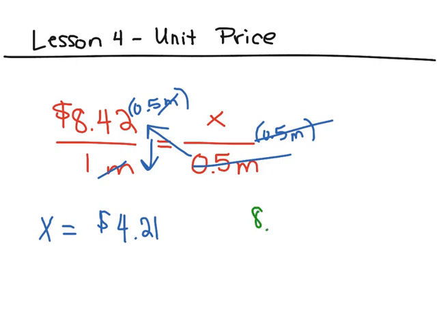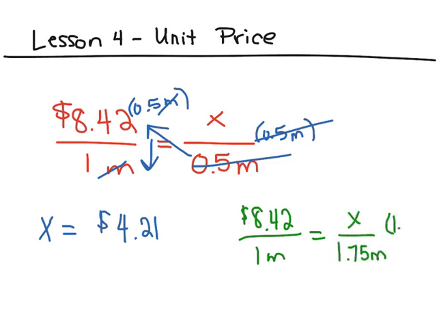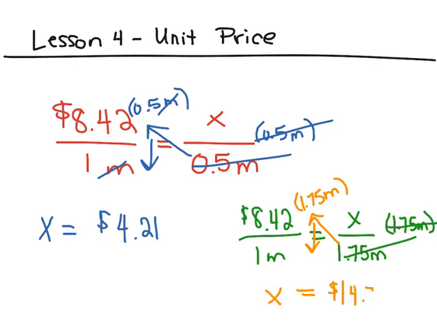Now we do the same thing for 1.75. So we have 8.42 over 1 meter equals X over 1.75 meters. We're going to multiply both sides by 1.75 to cancel, which is the same as cross multiplying and then dividing down. So when you multiply this, you should get $14.74 for 1.75 meters. So that is our cost.